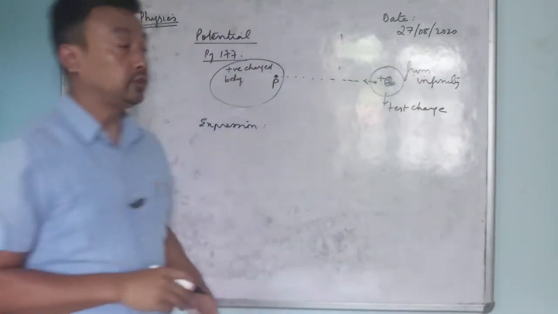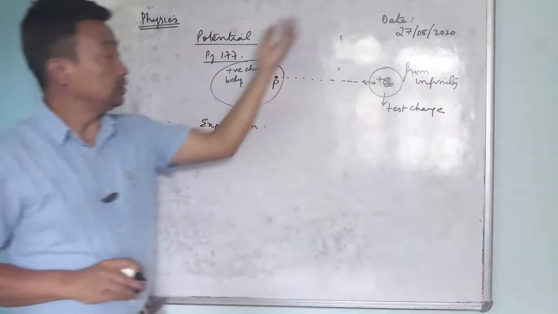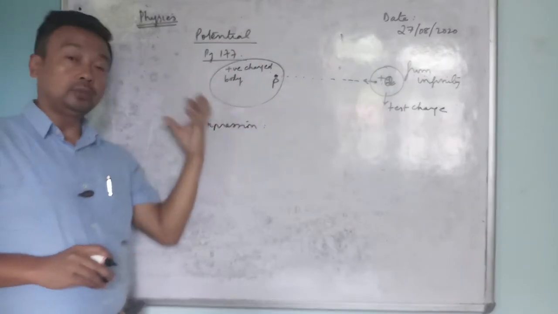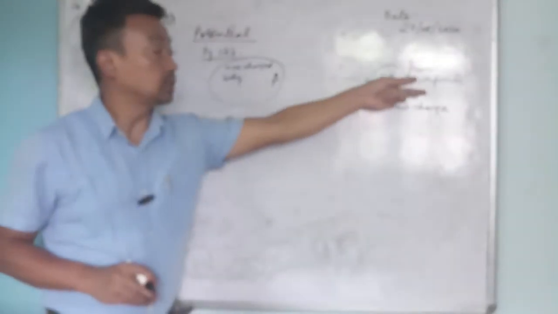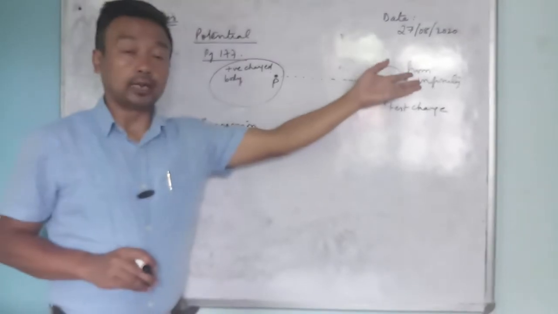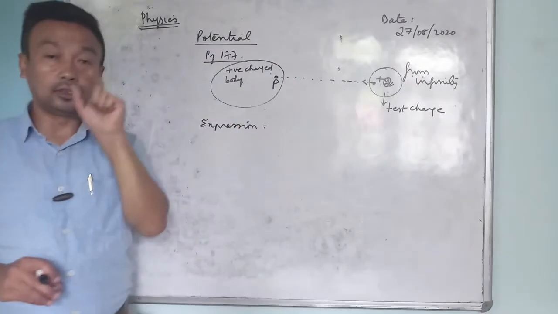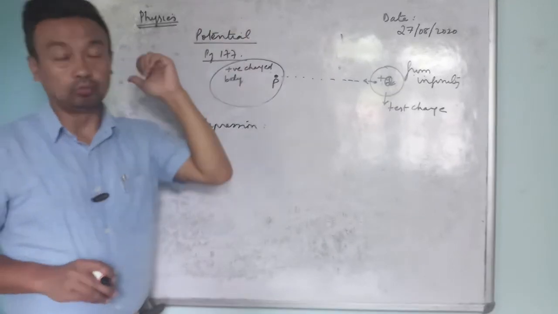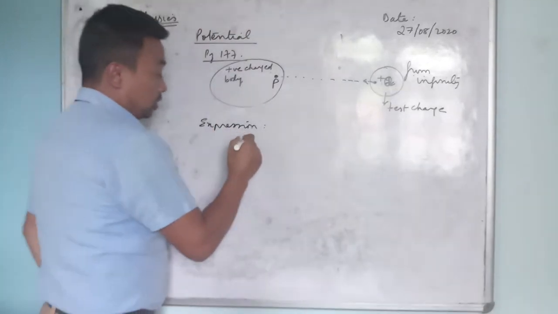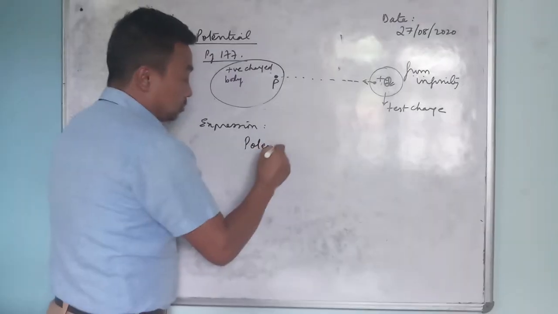It is coming from infinity. The charge is coming to a region where it is already positive charge, and you are bringing the charge from infinity to the point, and while doing so you are doing the work. So that work done is measured as the potential. So let us write down the formula for the potential.